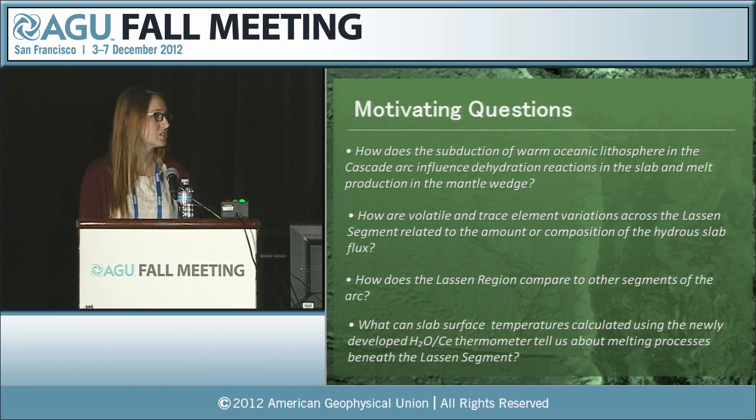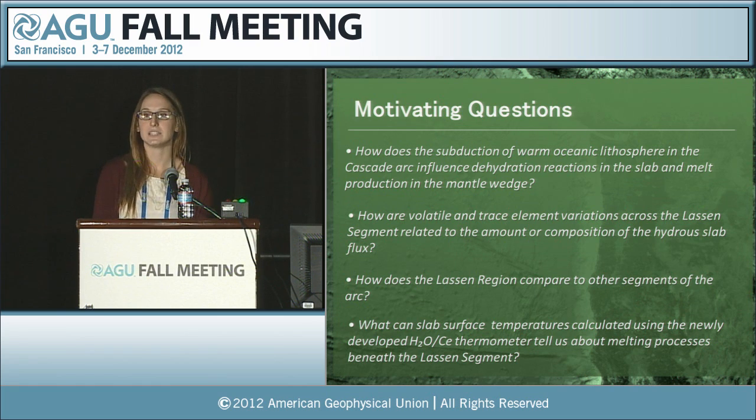As Haiying suggested, the arc has been segmented based on tomography, trace elements, and isotopes. In particular, we'll compare to the Central Oregon segment. And lastly, we'll look at slab surface temperatures, which we've calculated using the newly developed water-cerium slab thermometer, to see what that can tell us about the melting processes that are occurring beneath the Lassen segment.